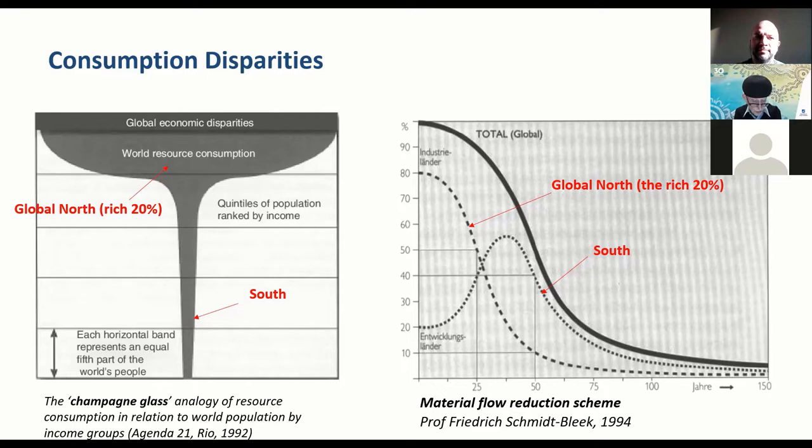The diagram shows resource consumption in relation to world population according to five income groups. You can see the five bands there. And as Julian Chamkin wrote in 2014, I'll just quote his words, which I like. The diagram is beautifully clear. It shows wealth and poverty, haves and have-nots. The richest 20% are at the top. They own and wallow in that wide bit of wealth.